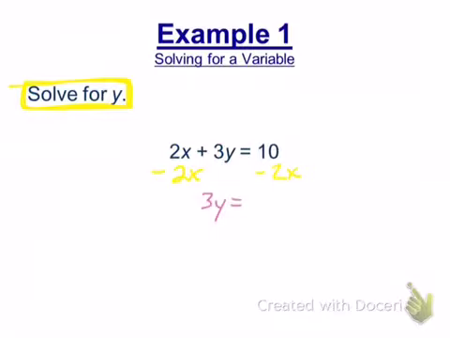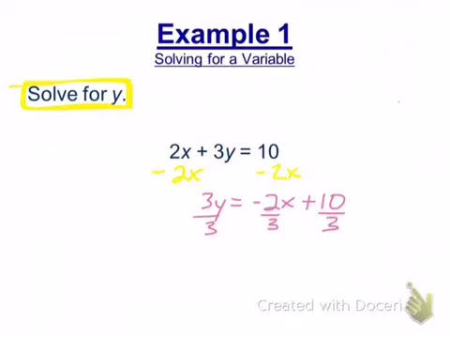3y equals negative 2x plus 10, or you could say 10 minus 2x. And you divide by. Then we're going to divide everything by 3. Now, when we say both sides, if we're dividing by 3, that means we have to divide every single term in the equation by 3. Whatever I do to one term, I have to do to all the terms. So I'm going to divide this by 3. I'm going to divide this by 3. I'm going to divide this by 3.